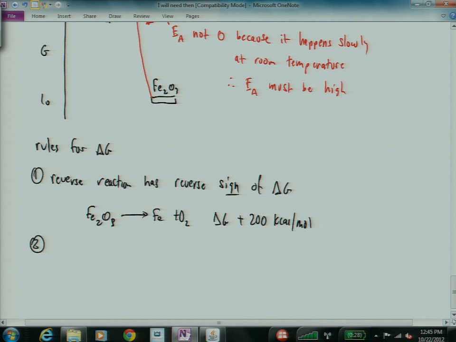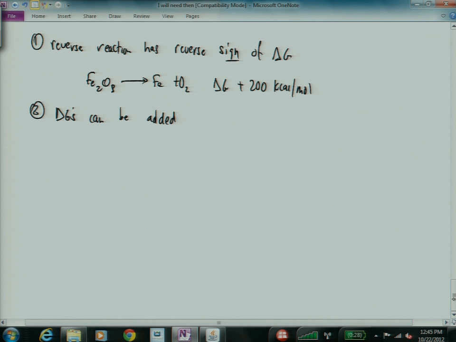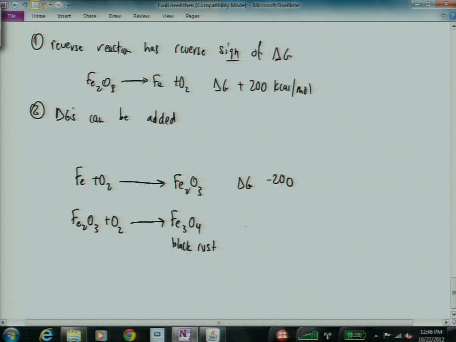And delta G's can be added. Right? So, for example, if you have iron plus oxygen goes to red rust, Fe2O3, that has a delta G of minus 200. It's also true that Fe2O3 plus some more oxygen, you can further oxidize the iron and get Fe3O4, which is black rust. And the delta G for that is about minus 70.